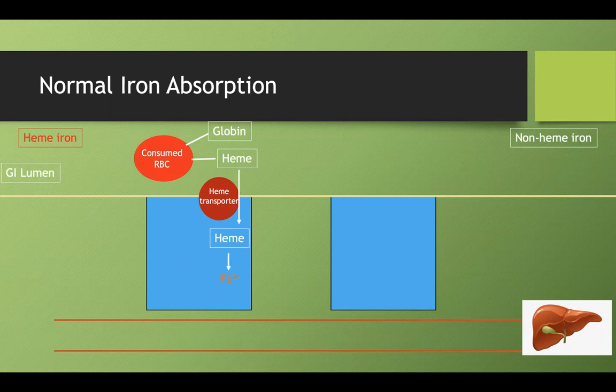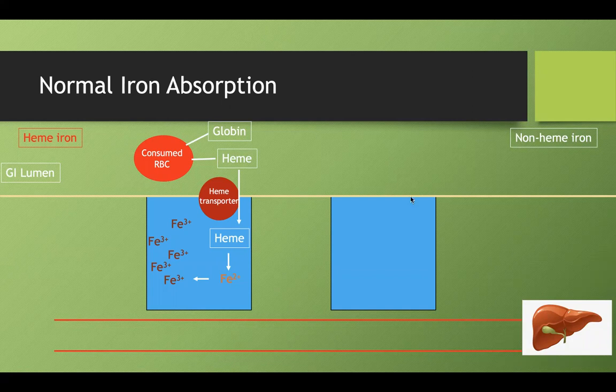From there, the iron from that heme can be broken down, and so you'll have Fe2+. I just want to clarify the difference between Fe2+ and Fe3+. Fe2+ is called ferrous iron. Especially when we have to absorb non-heme iron, ferrous iron is the form that can actually be moved across the membrane, from the GI lumen to the enterocyte, or even from the enterocyte into the bloodstream. It has to be in that Fe2+ or ferrous form.